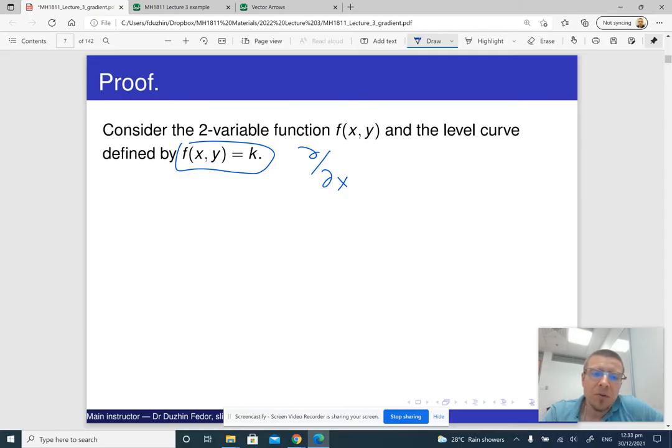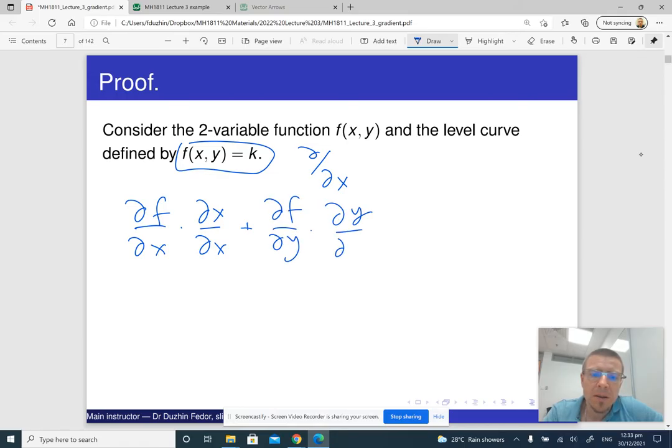Using the chain rule, right? So to differentiate the left-hand side, I will write df/dx times dx/dx plus df/dy times dy/dx. And the right-hand side is a constant, so its derivative is going to be 0.